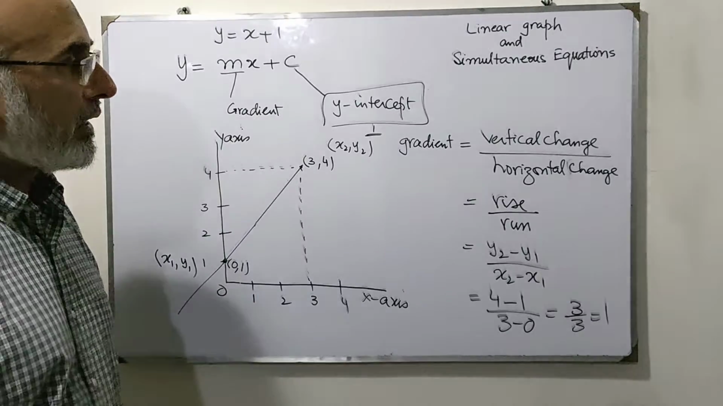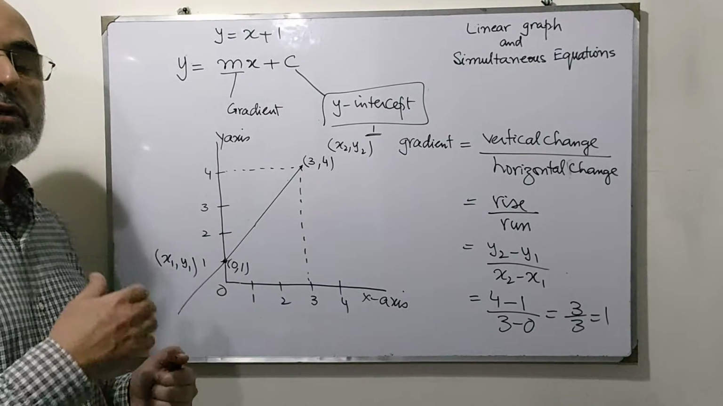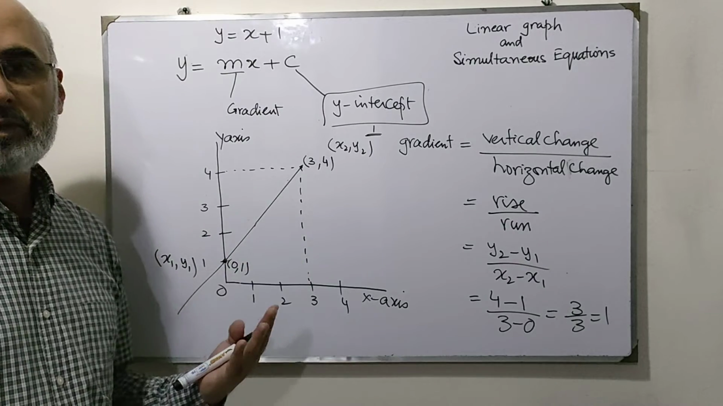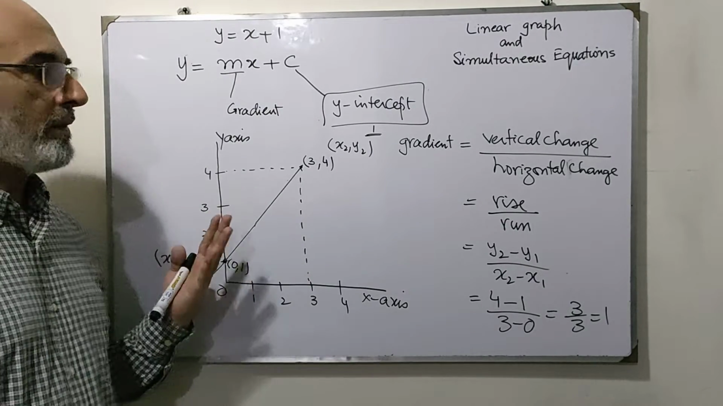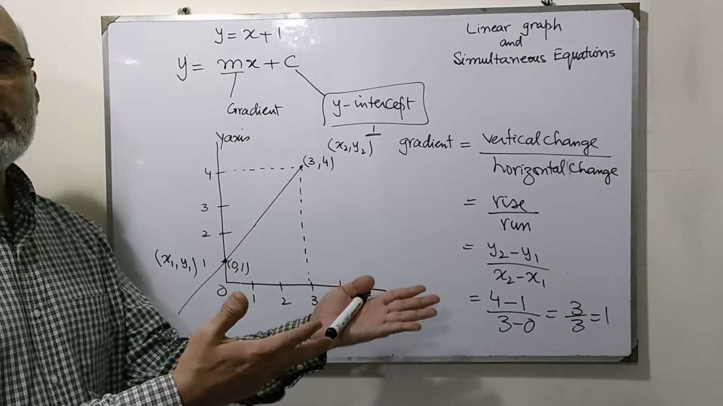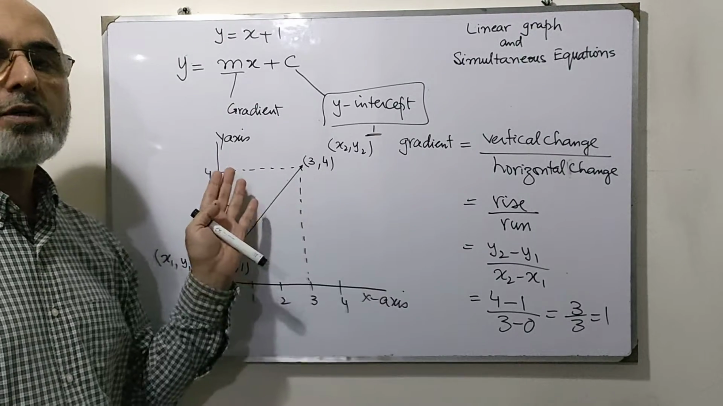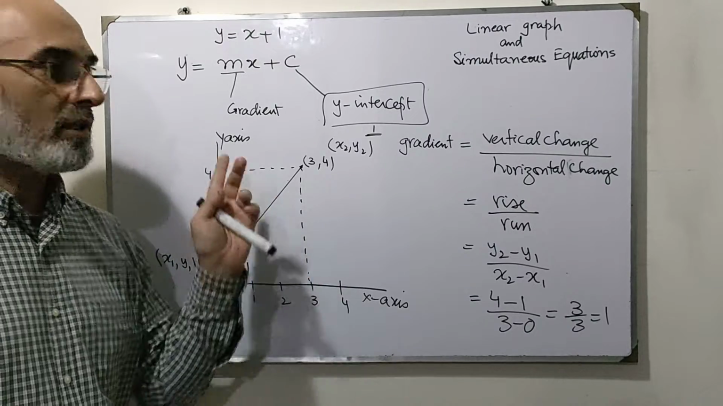So now let's take another example to see how the negative slope is calculated. The formula is going to remain the same. It's just the position of the graph which is going to make the gradient negative. So let's take that example.